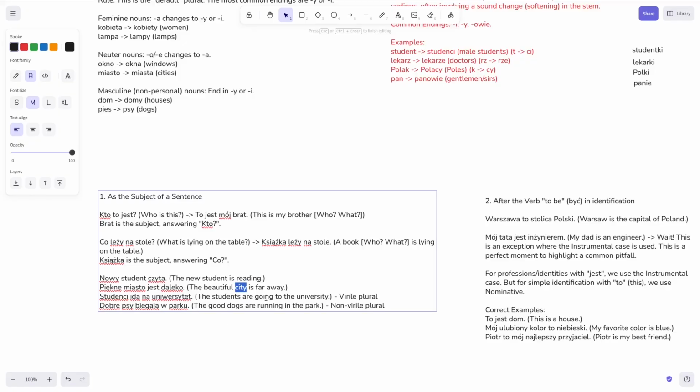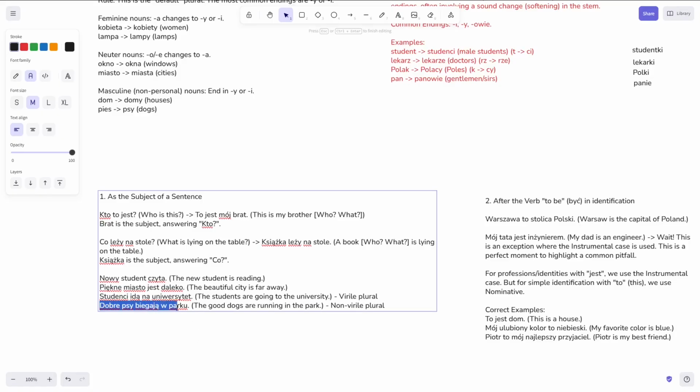The students are going to the university. Again, if we were to blank this, who are going to the university? Who? Or what are going to the university? Okay. And there is also the masculine personal plural noun here, since studenci already tells us that there is at least one male student in the group, okay? If it were to be only female students, it would be studentki, okay?